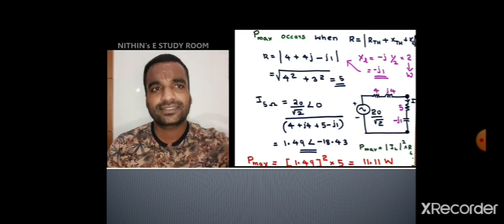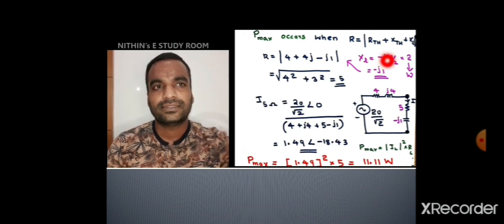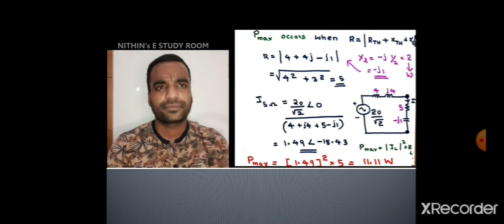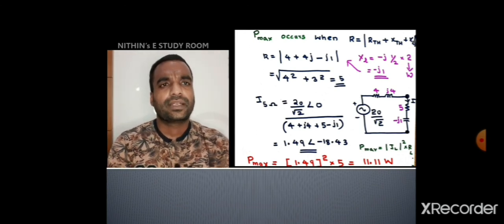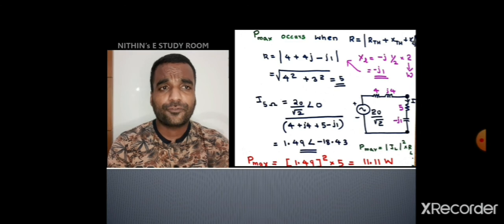Anyhow, the final answer is correct. Minus J1. But in the step, some correction is needed. Minus J into 1 by 1 by 2 into 2. That is the correct step. Okay, please correct it. So, the new vector for substituting R is 4 plus 4j minus j1.